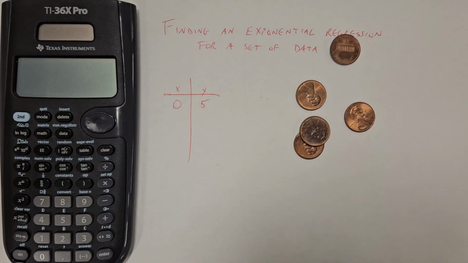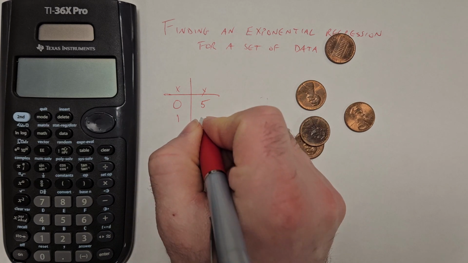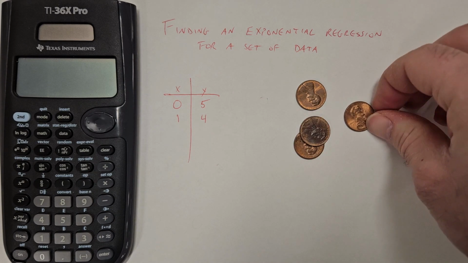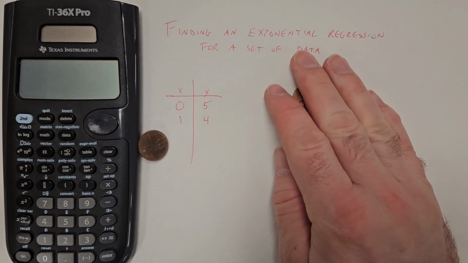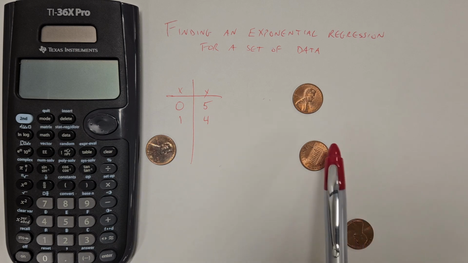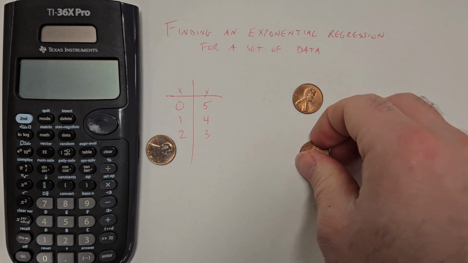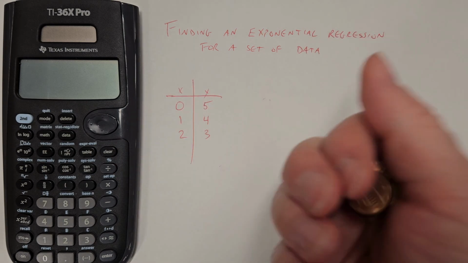Just give them a quick flip, and it looks like I've eliminated one of them. After 1 flip, I'm down to 4. So this one is gone. These 4 remain. Let's flip them again. And it looks like I've got another tails. So after 2 flips, that's 3 coins left because that one is gone. Okay, 3 pennies.